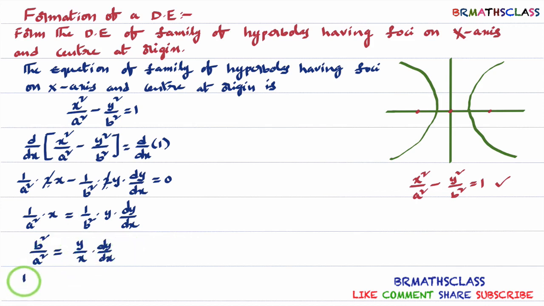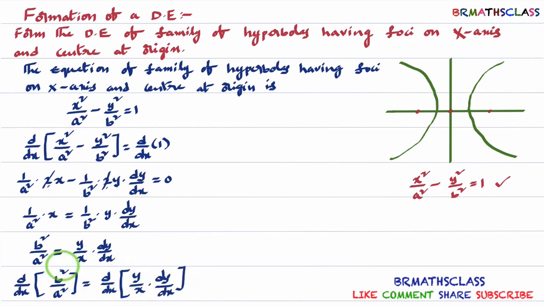Now I'll differentiate this again with respect to x on both sides. d by dx of b square divided by a square equal to d by dx of y by x into dy by dx. So b square by a square is constant. Derivative of constant is 0, equal to, you observe here the product rule, d by dx of uv. What is the product rule? We learned this in the differentiation chapter: u into derivative of v plus v into derivative of u.